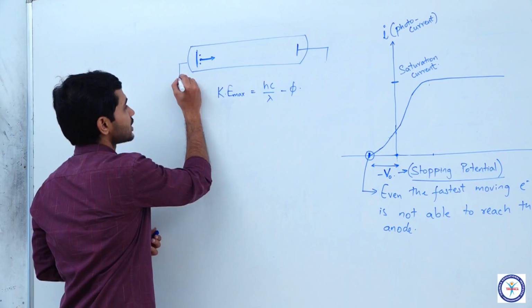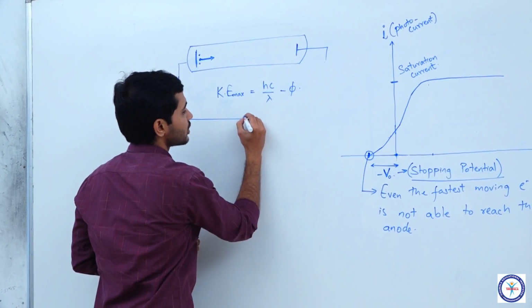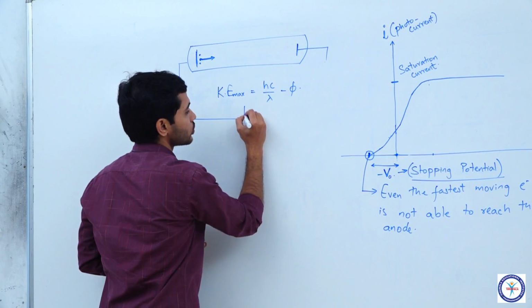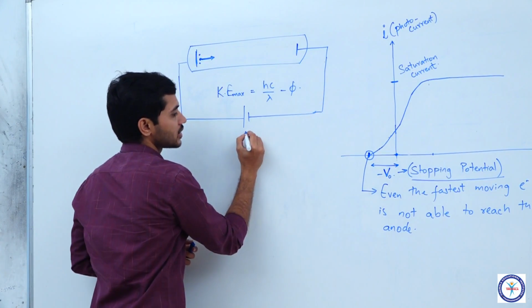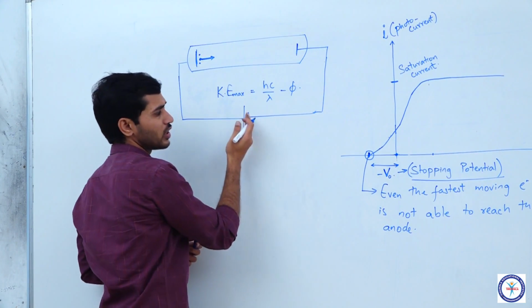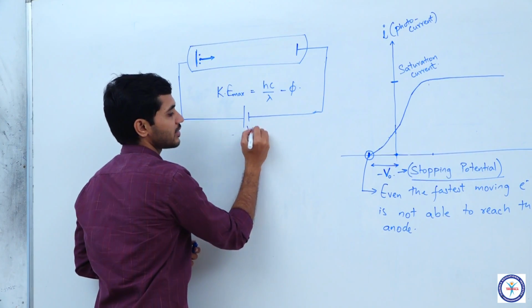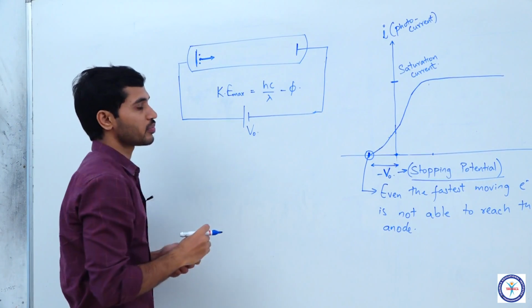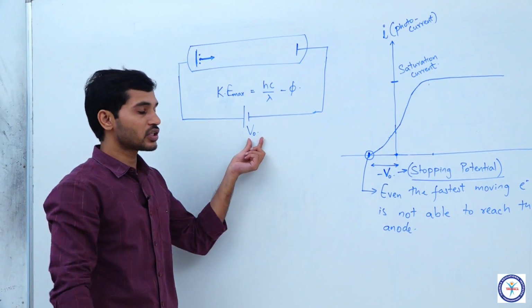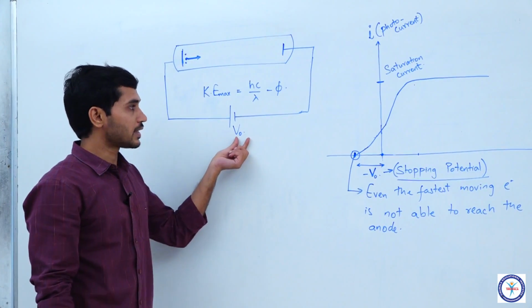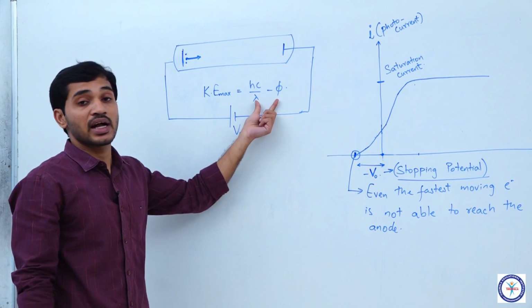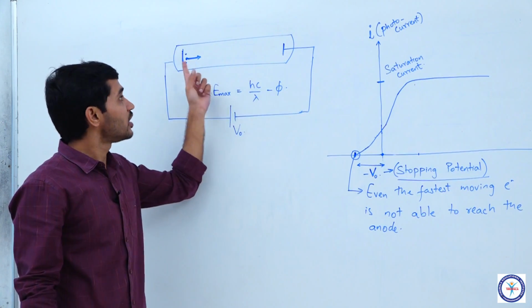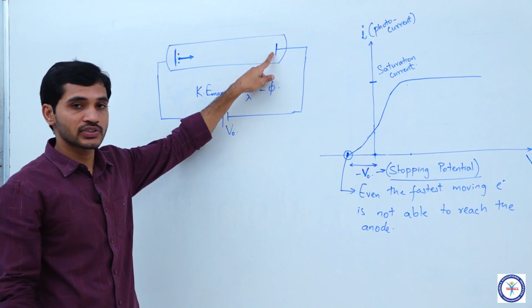So, let us consider that this is connected to a battery with negative polarity, like this, and the polarity here is minus, the V naught. I have already changed the direction. Let us say V naught is the potential, which is the stopping potential. Now, this stopping potential should make sure that this electron with the highest kinetic energy will come to rest before it reaches here.